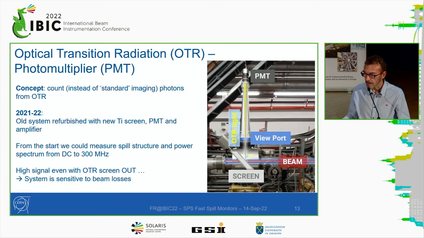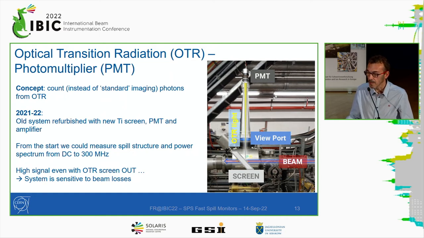And then the third installed system that we have is more recent. We installed it this year, refurbishing an old installation. It is based on monitoring and counting the optical transition radiation generated by the beam passing through a very thin metallic foil, a titanium foil screen. This is a method commonly used, as most of you know, for beam imaging. In this case, we put, as you see, a photomultiplier about 1 meter away from the beam axis, and we count the optical transition radiation.